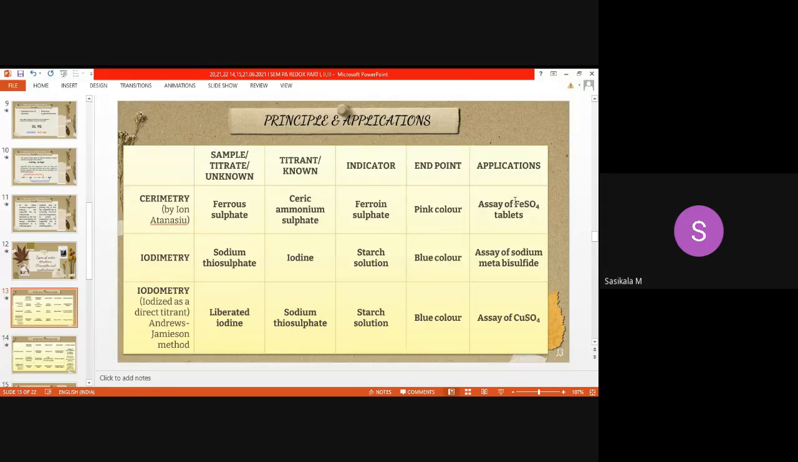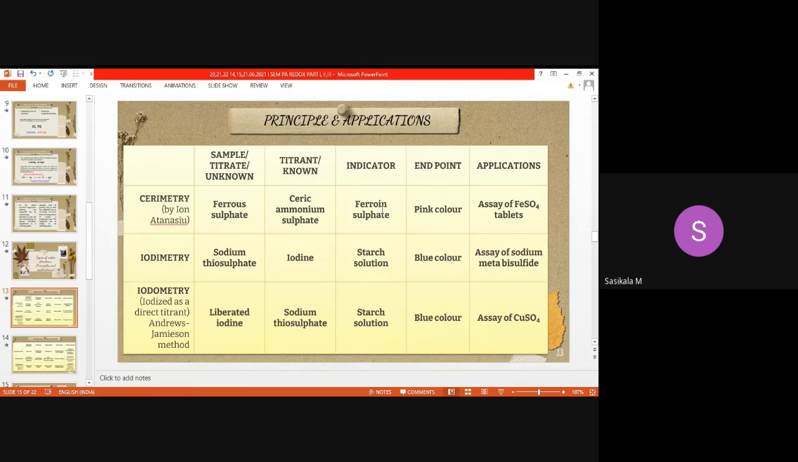An example is the assay of ferrous sulfate tablets. Iron tablets can be assayed by using ferric ammonium sulfate as titrant. Then the next category is iodimetry. Clear now about cerimetry? Since ferric ammonium sulfate is used as the burette content, the known standard solution, for analyzing any reductant like ferrous sulfate, it is called cerimetry. Mostly, based on the titrant used, the titration method is named. So we can use ferric ammonium sulfate in cerimetry.